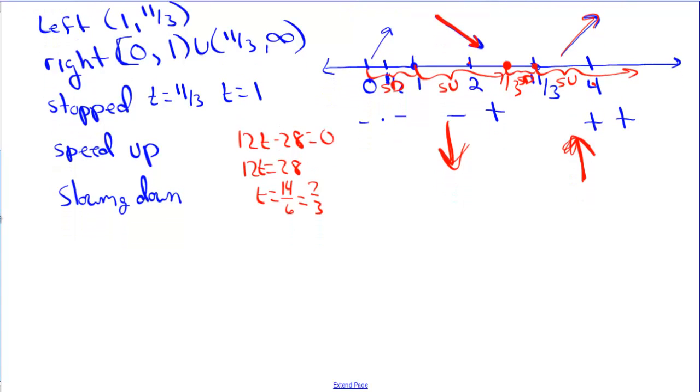So speeding up, that's from 1 to 7/3, union with, I think there's another one, 11/3 to infinity. Now, velocity and acceleration were opposite, or slowing down, from 0 to 1. And is there any other place slowing down? Yeah, 7/3 to 11/3.